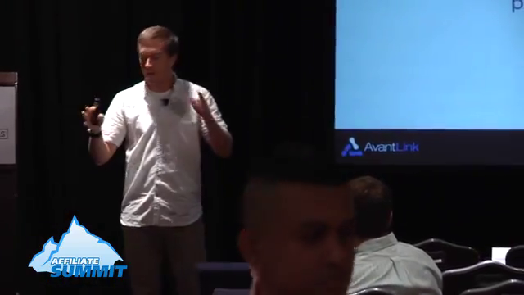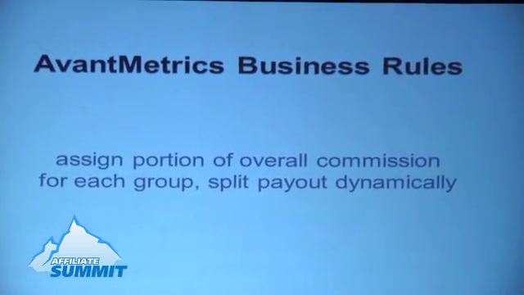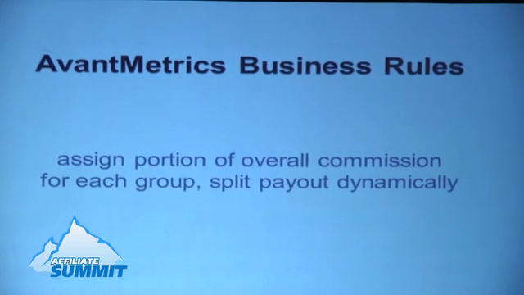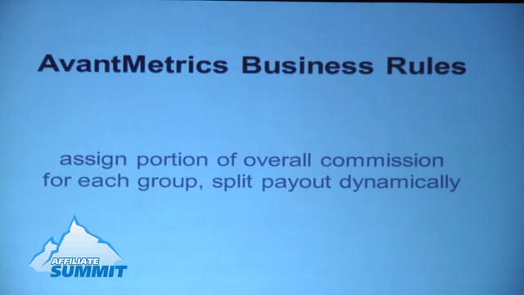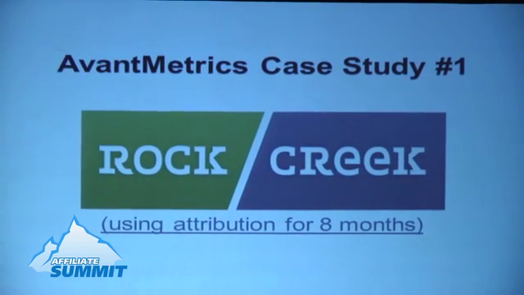I hope you've all got this locked down because we're going to be addressing this quite a while. If you have any questions, let me know after. So the idea is based on where these referrals come into the clickstream, you assign a portion of the overall commission payout that you would be normally giving to just one affiliate to each group. You split the payout dynamically. Makes sense, right? So with that preface in mind, let's go ahead and dive into our first case study.